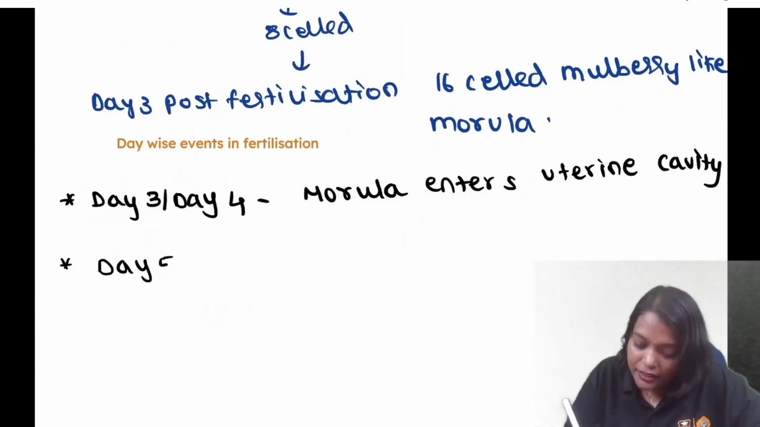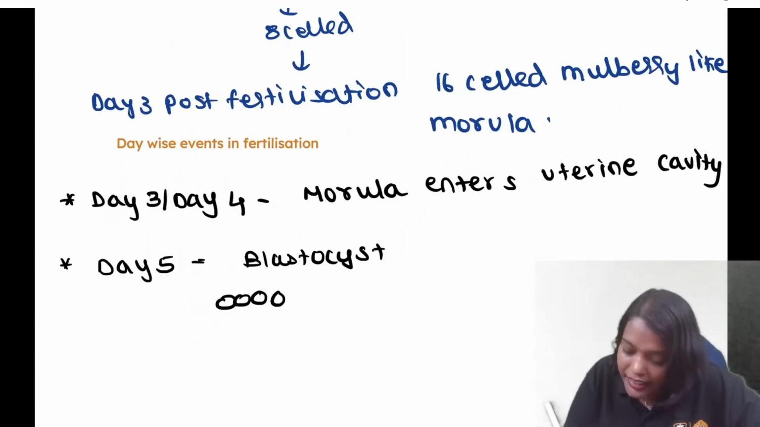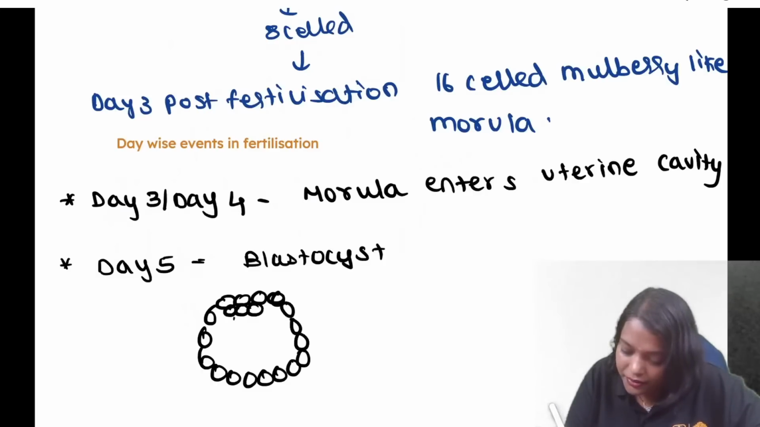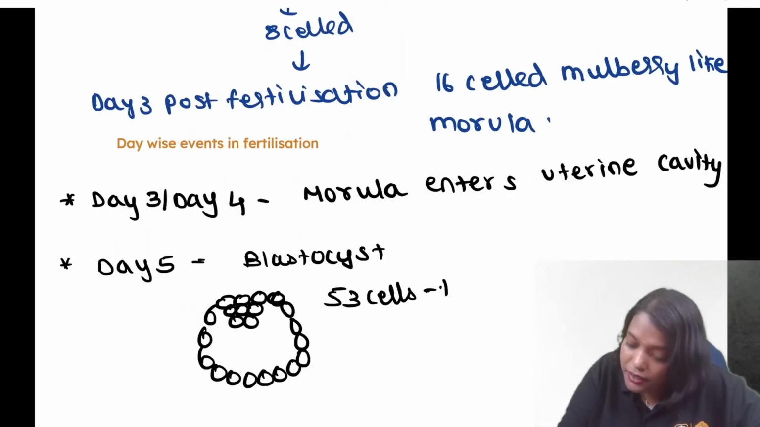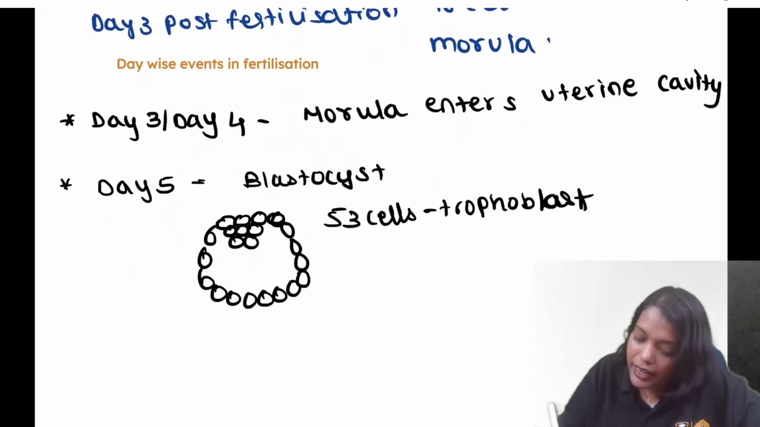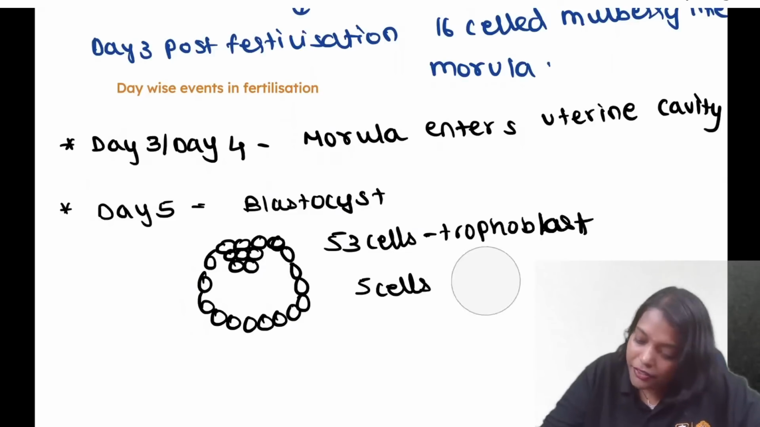So day 5, this morula will become a blastocyst. Fluid starts entering into the morula. The blastocyst is 58 celled. I'm not going to draw the exact number of cells, but it is actually 58 celled. 53 cells form the outer covering, which is called the trophoblast, and 5 cells will become the inner cell mass.